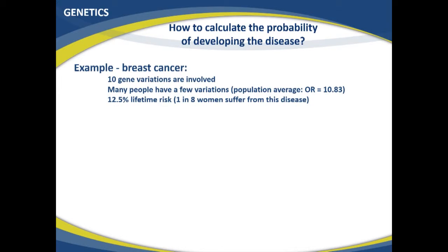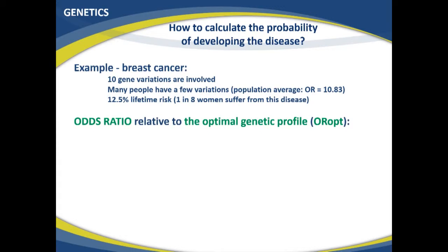We also know that from genetics, the lifetime risk of women for breast cancer is 12.5%. That means 1 in 8 women develops breast cancer. So, irrespective of the general population, we know that the lifetime risk of the general population is 12.5% for breast cancer. Now, the odds ratio relative to the optimal genetic profile, when you look at the population average, it's an odds ratio of 10.83.